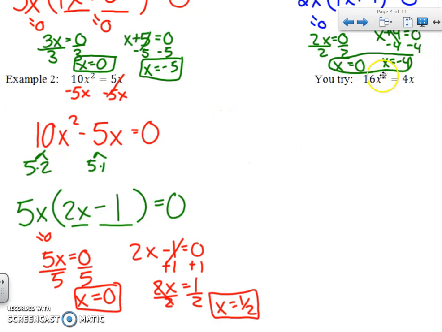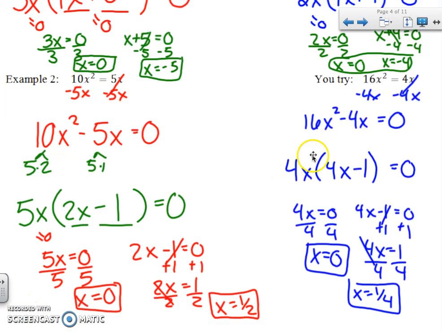All right, so why don't you try this one on your own? You're going to need to move that 4x to the left and then find the GCF and solve. In this one, I subtracted 4x, and then I can't combine like terms, so I rewrote my problem. I found the GCF of a 4 and a 16, which is a 4. I divided to find my inside, and then I set them equal to 0. So my first equation was 4x equals 0, and I got x equals 0. My second equation was 4x minus 1 equals 0. And once I solved that, I got 1/4, or you could make it a decimal like 0.25.